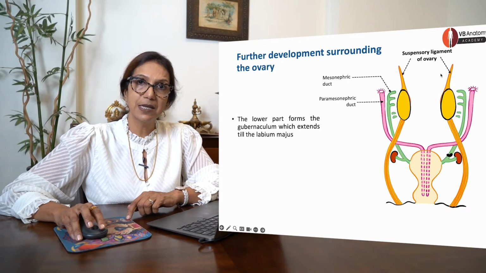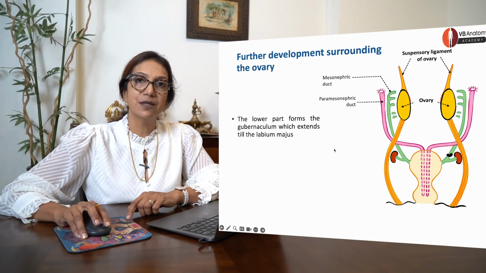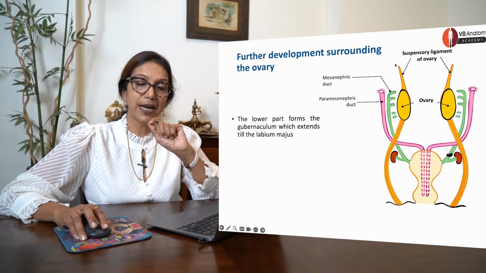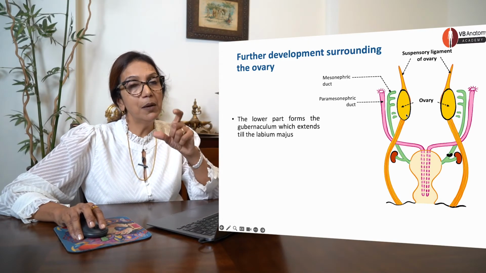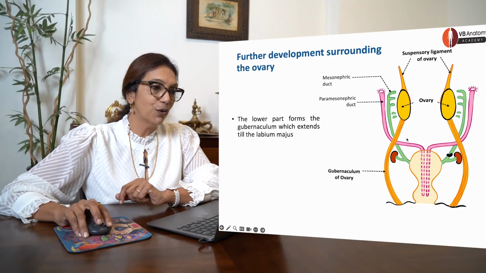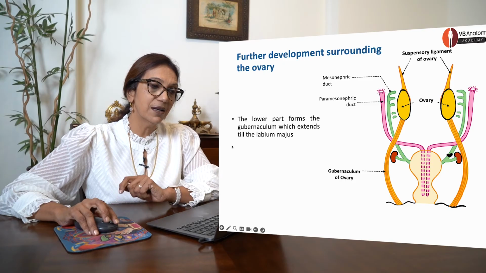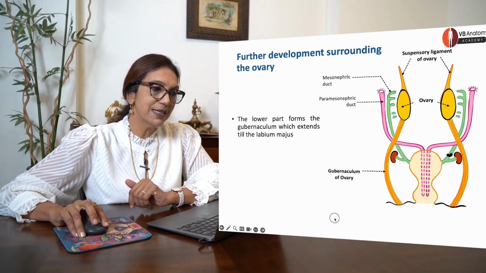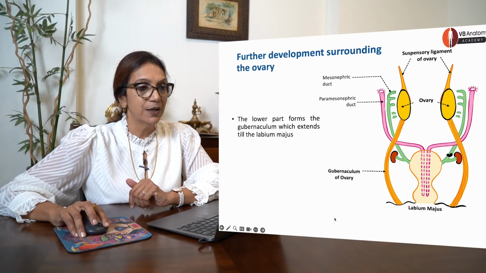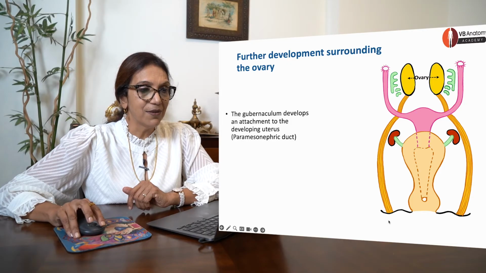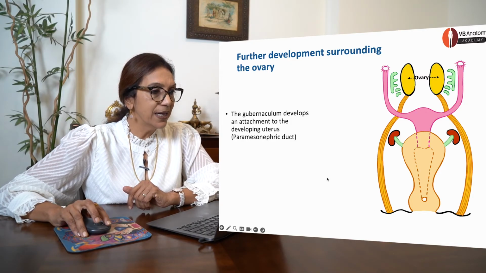Take a look. This is your suspensory ligament of ovary, and this is the ovary. Suspensory ligament of ovary, upper part of genital ridge. Ovary, middle part of genital ridge. And then finally, this lower part of the genital ridge contributes to the formation of gubernaculum, which in turn extends till the labium majus. Now what happens? The gubernaculum, while traveling, develops a little anchorage.